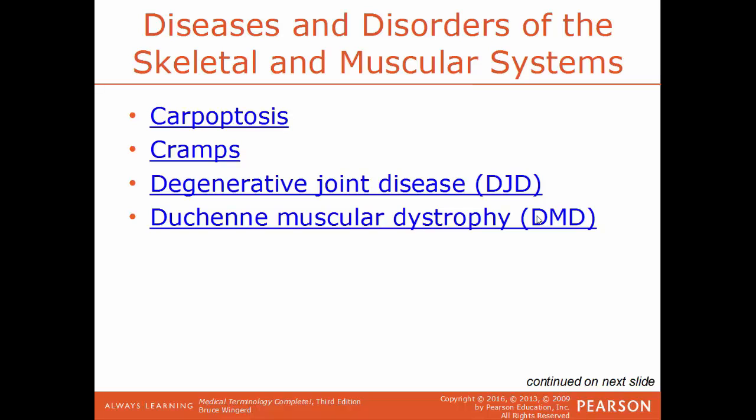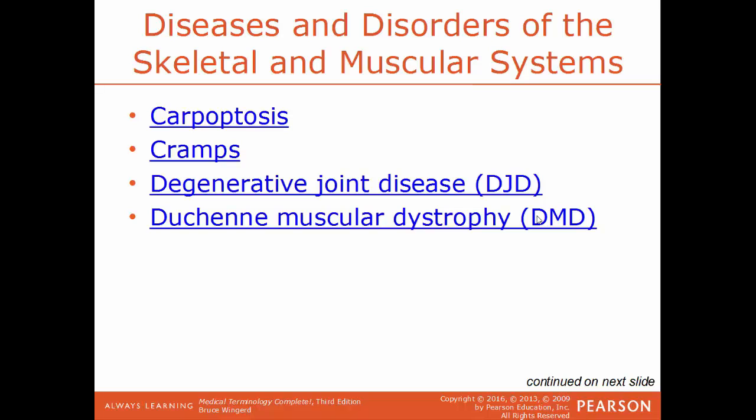Next one, DJD, degenerative joint disease. And like the name implies, this is where you have a joint that is degenerating or breaking down, or the condition of having a joint break down over time. This term is a synonym for osteoarthritis, wearing down of a joint over time.